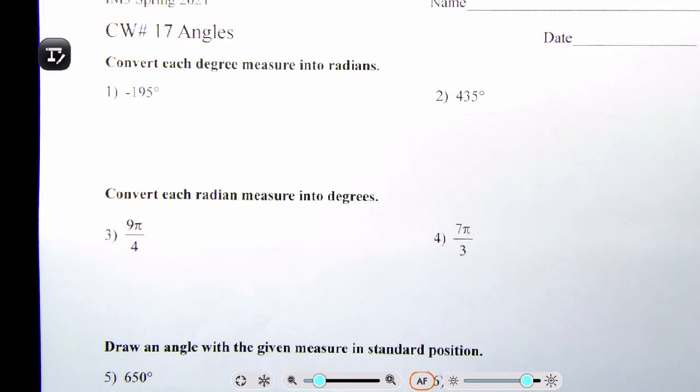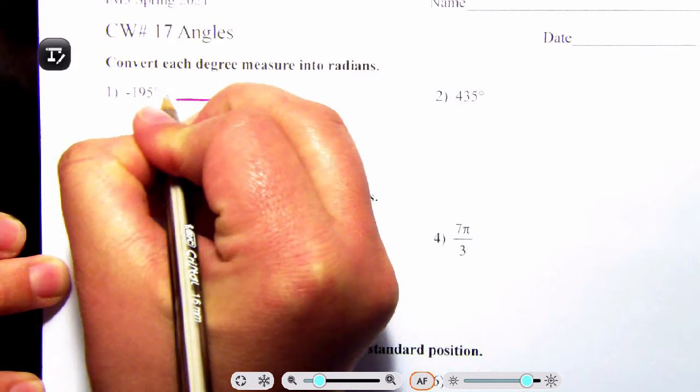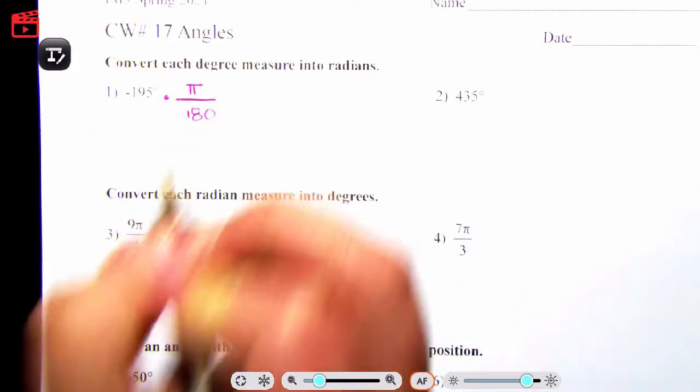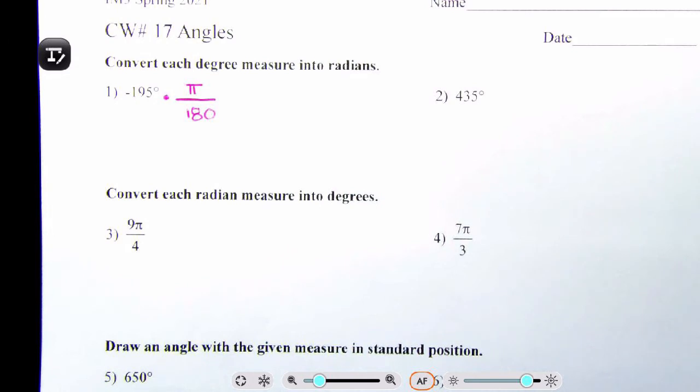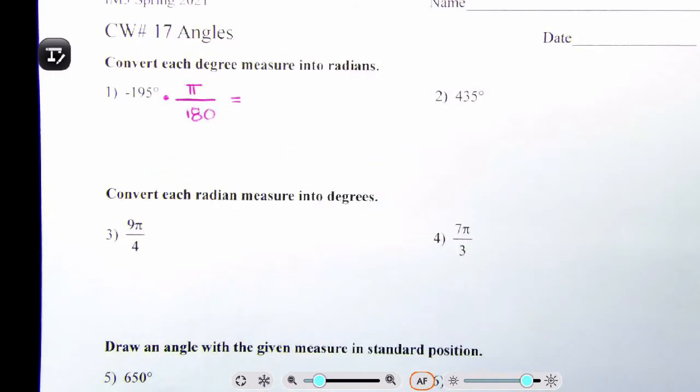Convert each degree measure to radians. So this is a degree, and we want radians. Remember our conversion rate: whatever you want goes on top. So we're going to multiply this by pi over 180. We know that half of a circle, or half of a rotation, is pi, or 180 degrees. So what are we doing? We're going to multiply and get this taken care of.